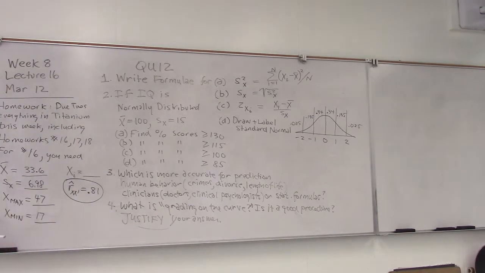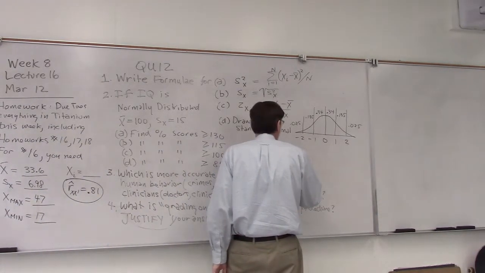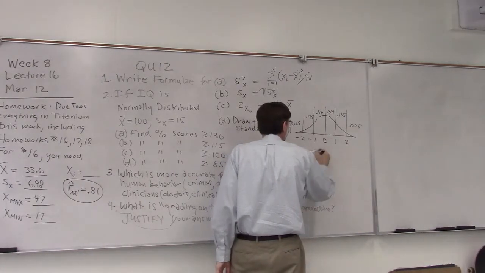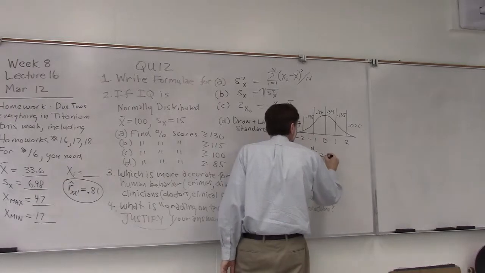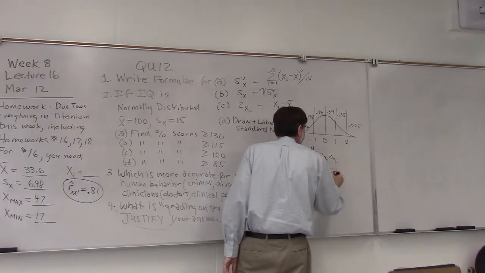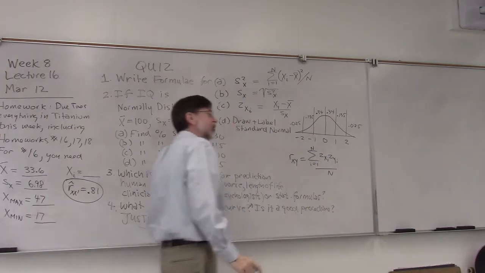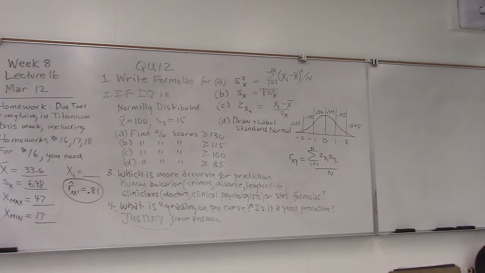I'm assigning to you, listed under here, to memorize the next equation, which is the equation for the correlation coefficient. So we'll write that for you right now. That's r sub xy is equal to the sum from i equals 1 to n of z sub x sub i times z sub y sub i, divided by n. So you find the z-score of x and the z-score of y, you multiply them together, you add them up and divide by n, and that's the correlation coefficient.